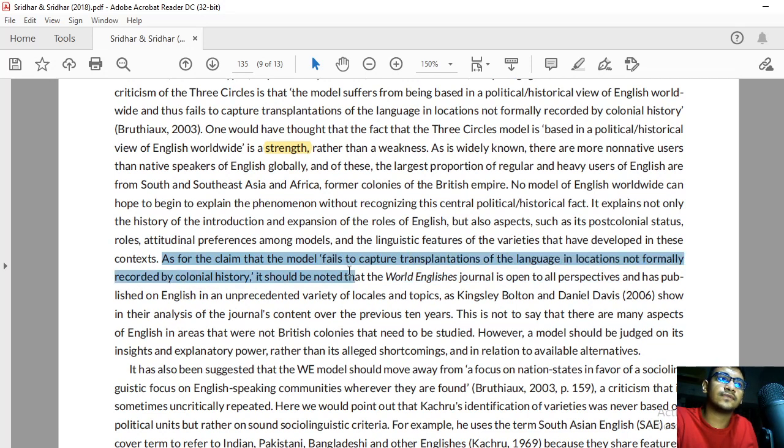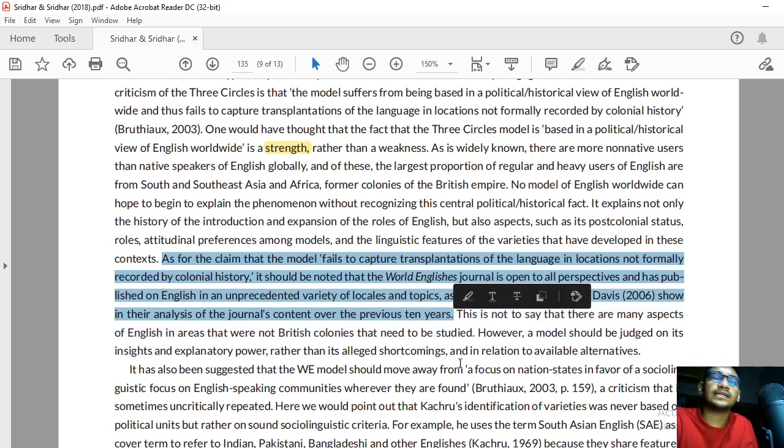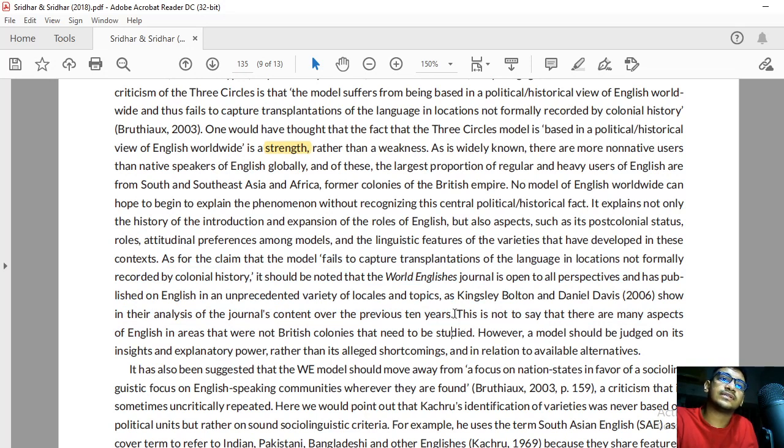As for the claim that the model, quote unquote, fails to capture transplantations of the language in locations not formally recorded by colonial history, it should be noted that the World Englishes journal is open to all perspectives and has published on English in an unprecedented variety of locales and topics, as Kingsley Bolton and Daniel Davis show in their analysis of the journal's content over the previous 10 years. So the journal that Sridhar and Sridhar are writing for in this issue is World Englishes, as we discussed. This journal is dedicated to representing the entire world's Englishes, as the name suggests.